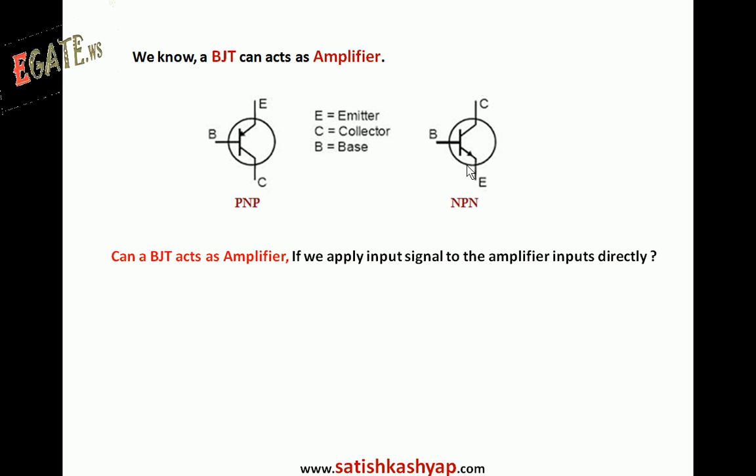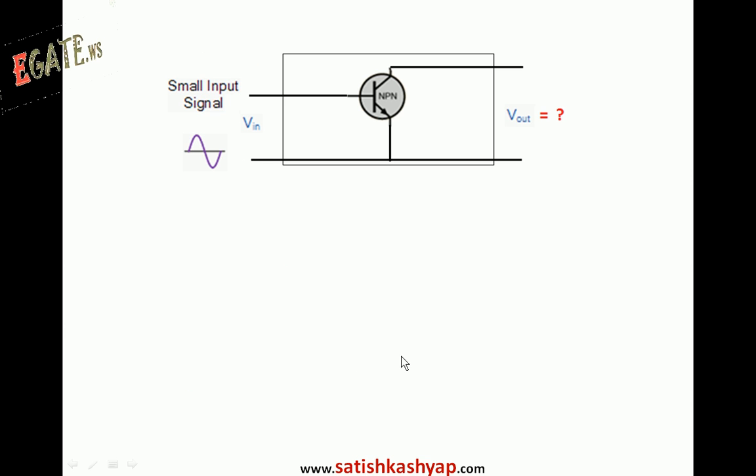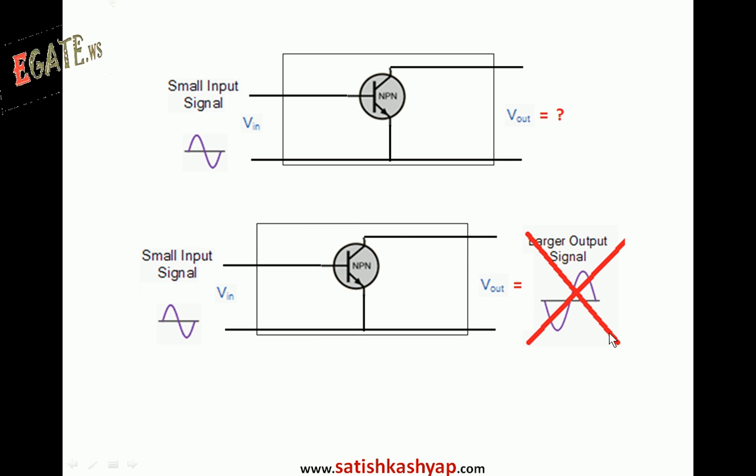Can a BJT act as an amplifier if you apply the input signal directly? Let us assume this transistor is acting as an amplifier. If you apply the input signal directly to the base and emitter in this way, are you going to get amplification at the output terminal, collector with respect to emitter? That is, is V out an amplified version of the input signal or not? There is no amplification provided if you simply apply the input signal directly. So you don't get any amplification.